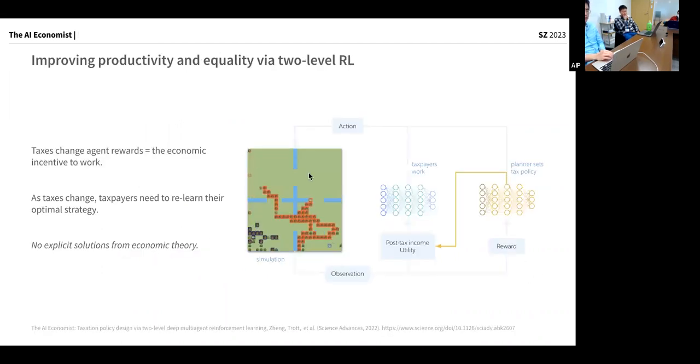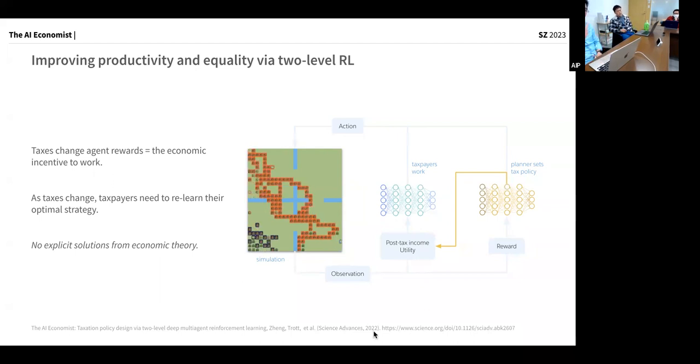Okay, so now we have these neural networks, right? We have the simulation, and now what is the optimization problem here? Why is this a hard problem? Well, as I said before, as you are making money, you're paying taxes on it, and then the reward function changes because basically the more money you make, the happier you are. Okay, but if you pay more taxes, then that makes you less happy, right?